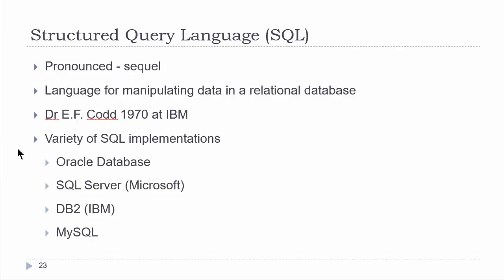Structured query language, or SQL, pronounced "sequel," is the language for manipulating data in a relational database. Every relational database uses SQL. However, that SQL language might be a little different among the different databases. SQL was developed in 1970, and it is implemented differently in databases such as Oracle, SQL Server, DB2, which is an IBM database, and here in MySQL. However, for the most part, the language is pretty much the same.